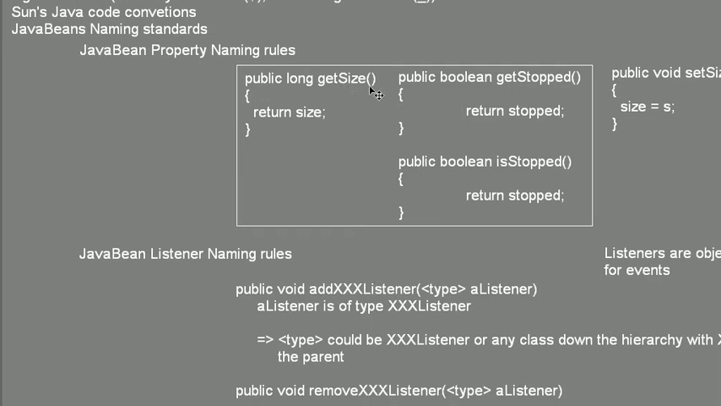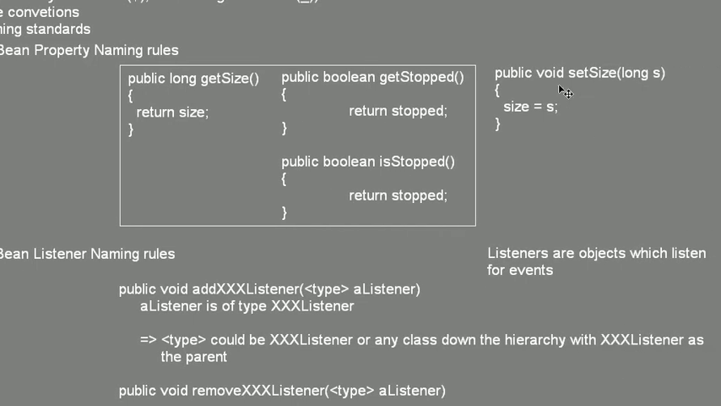So say, for example, if there is a property by the name size, in order to get the property, you would say getSize. So you'd say public, the return type, or the type of size, getSize, and return size. So this is a getter method, and the getter method for booleans could be get. So the boolean variable name could be preceded with get or is. So you could say public boolean isStopped, and you return stopped.